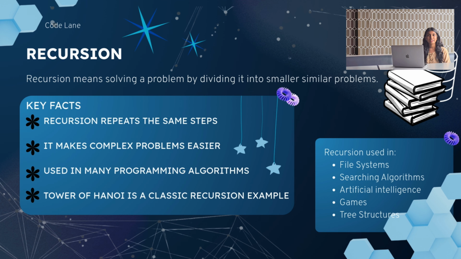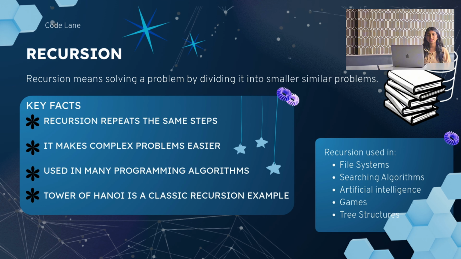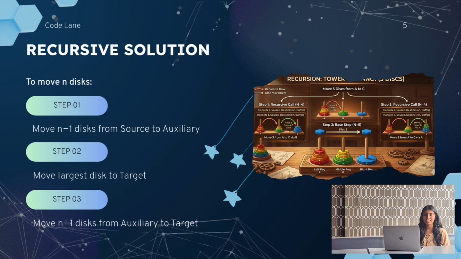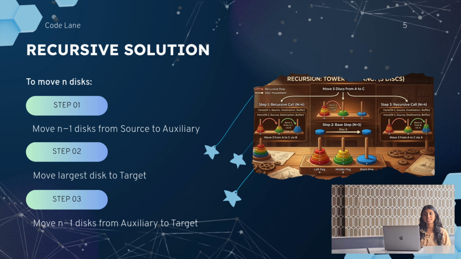So, recursion is a very powerful concept that is used in many real world technologies and applications. We can see the same process repeats again and again. That repeating process is called recursion. Now, let's understand why recursion is used in the Tower of Hanoi problem.